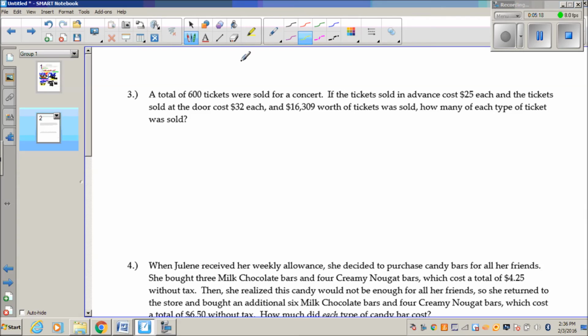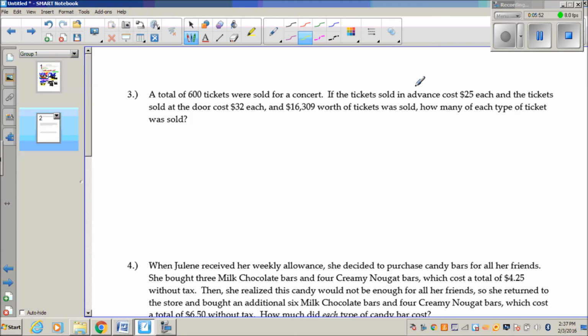So question number 3. A total of 600 tickets were sold for a concert. If the tickets sold in advance cost $25 each, and the tickets sold at the door cost $32 each, and $16,309 worth of tickets were sold, how many of each type of ticket was sold? Okay, so we've got a number of things going on here. We're selling concert tickets. So 600 concert tickets were sold for the concert.